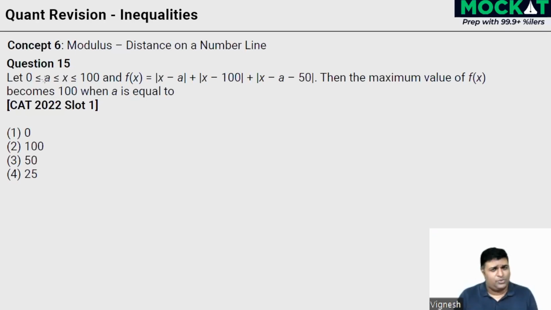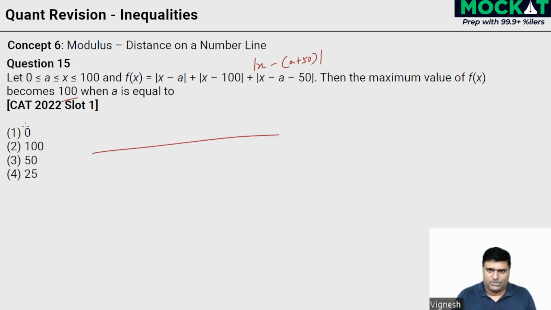Let 0 be less than or equal to a, which is less than or equal to x, which is less than or equal to 100. And f of x is modulus of x minus a plus modulus of x minus 100 plus modulus of x minus (a plus 50). Then the maximum value of f of x becomes 100. So it becomes 100 when a is equal to which one? And a is greater than or equal to 0, and x has to be more than a. We have 4 options, and we need to find where the maximum value is going to become 100.